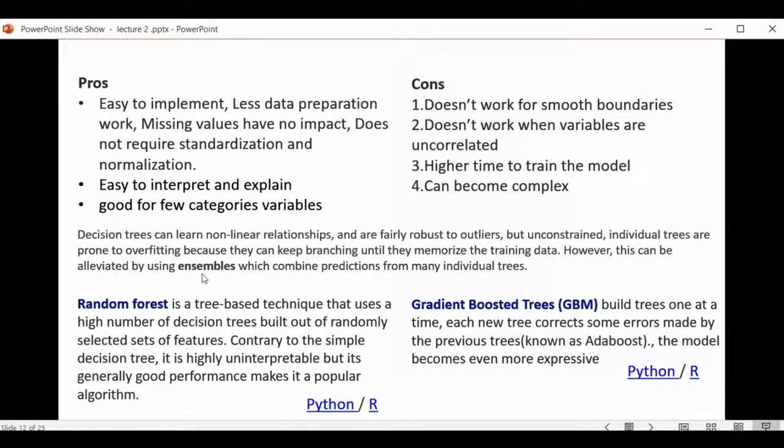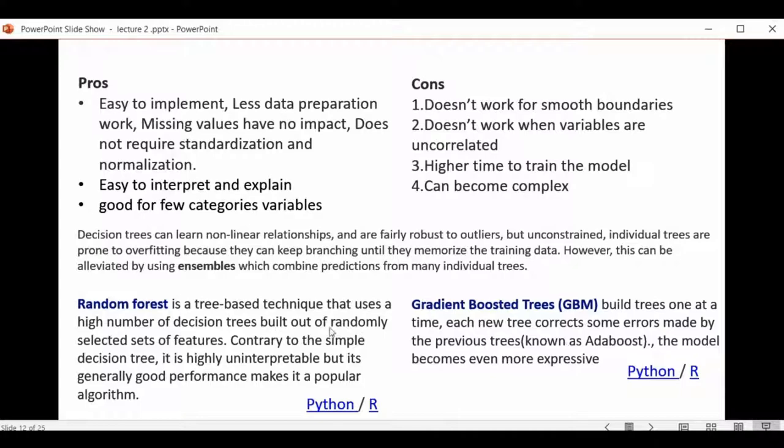But ensemble methods are used to overcome this, and they're actually quite popular. Random forests are probably the most popular, and this is kind of like a supercharged decision tree. It uses a very high number of decision trees built out of randomly selected sets of features. So what you get is kind of a trade-off: you trade off interpretability for accuracy. With all this great number of decisions, it's highly uninterpretable, but you get good performance, which makes it a very popular algorithm.